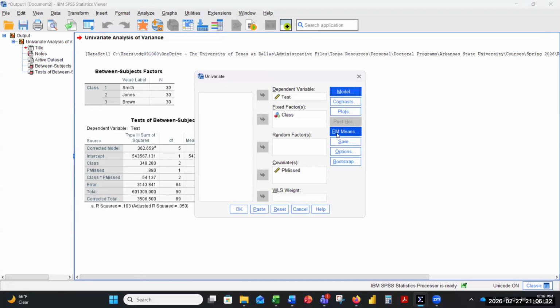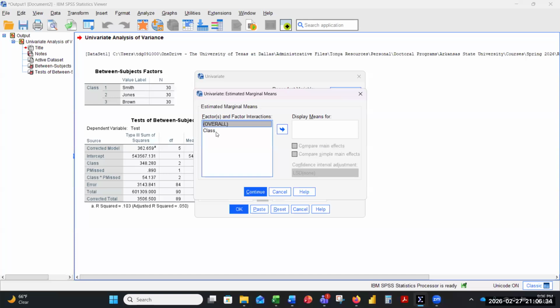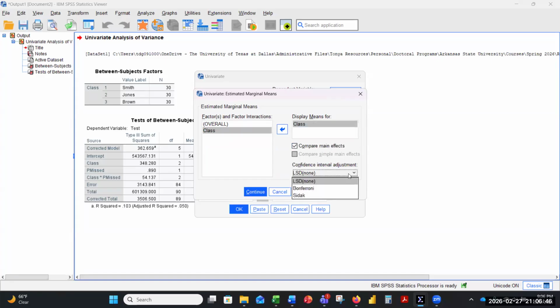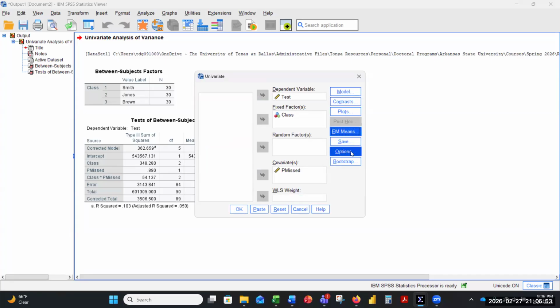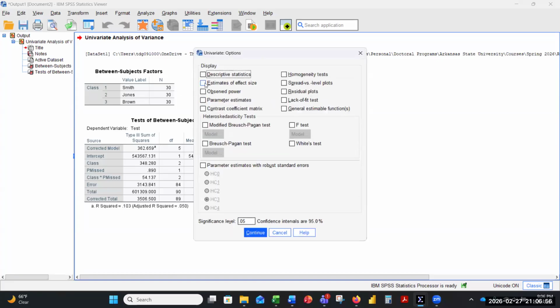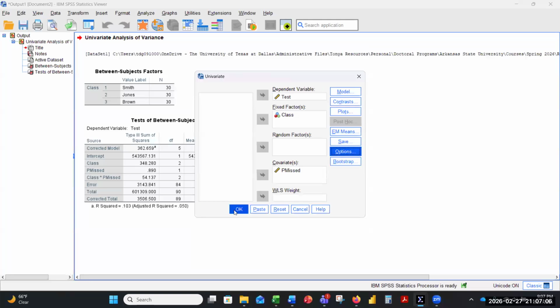Select EM Means for estimated marginal means. Highlight class and move that over into the display means for box. Check the box for compare main effects. Select the drop down. Select Bonferroni. Click Continue. Click on Options. Select Estimates of effect size and homogeneity tests. Then click Continue and click OK.